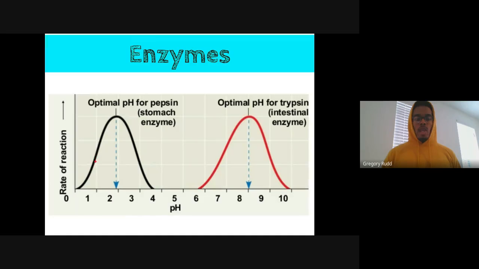If the graph is lower, what that represents is that the enzyme is not working well. The reaction time is slower. And eventually, we get to the point where pepsin just no longer works anymore. Right at about 3.5, pepsin is no longer working.